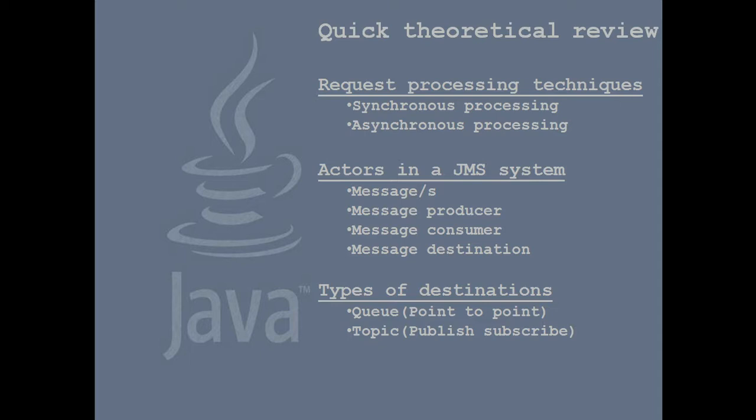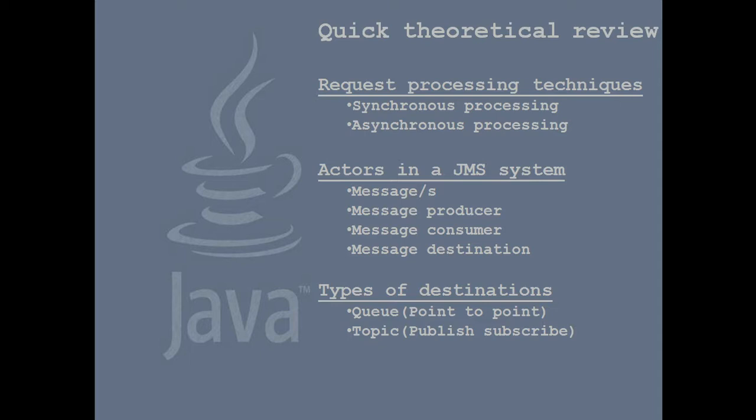Then the message destination is the concept that makes the whole thing asynchronous. So producers send messages to a destination, and consumers read those messages from the destination whenever they have time, because we are working in an asynchronous environment.